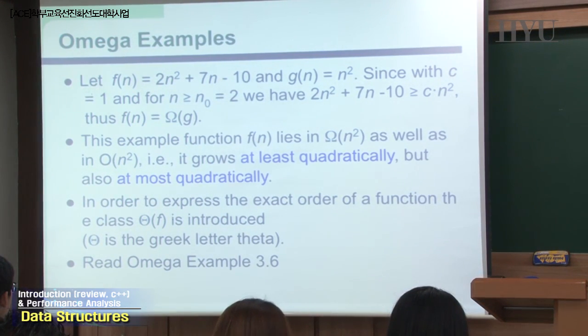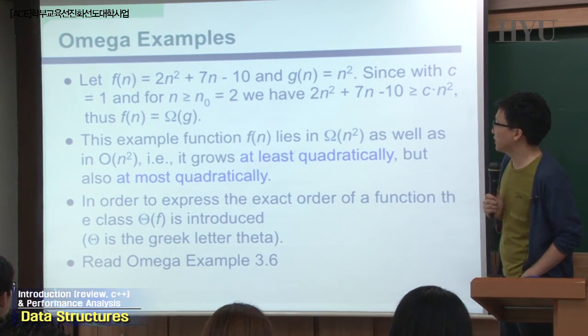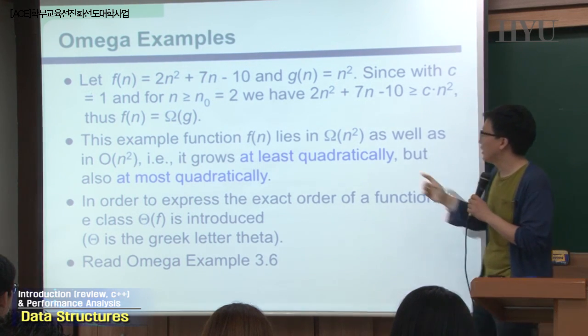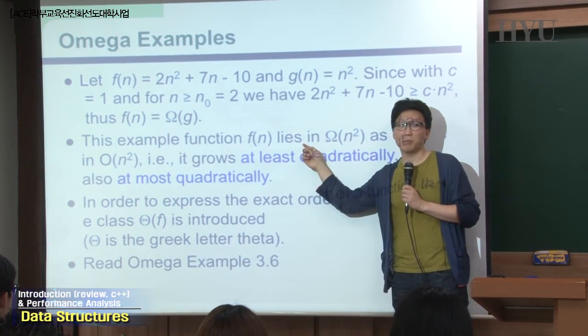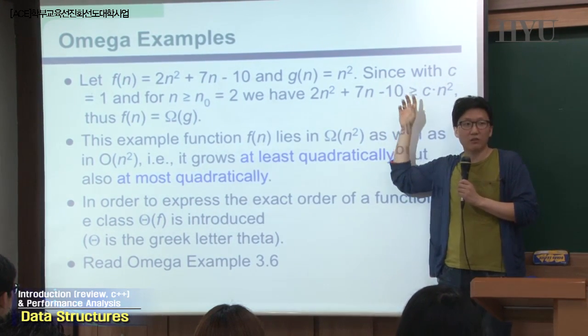I don't care what they say. It's okay, you don't have to understand at this point. This example function f(n) lies in omega of n squared. That's the important part. Whatever they do, they come up with this. Bottom line is this: they juggle around.